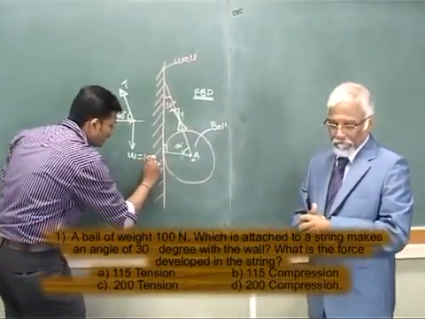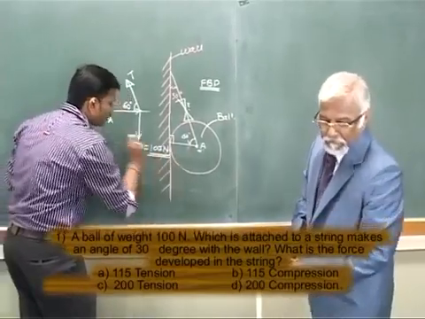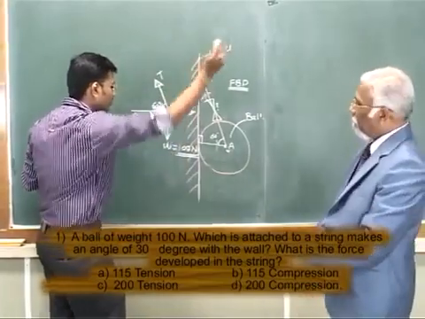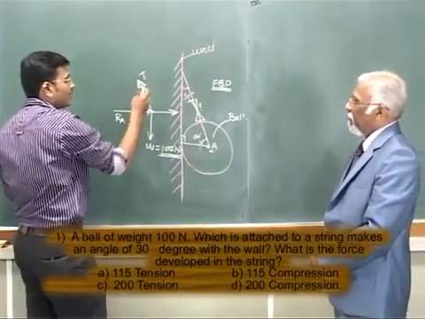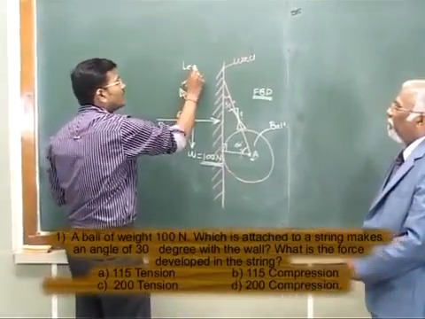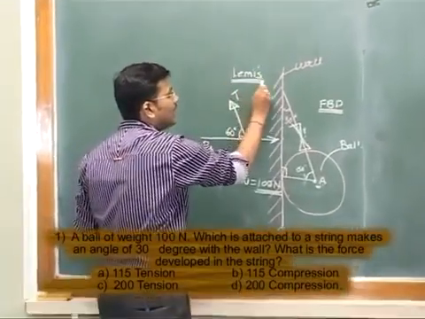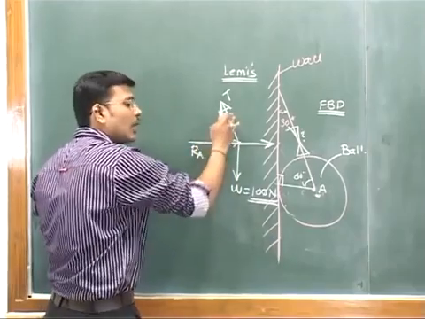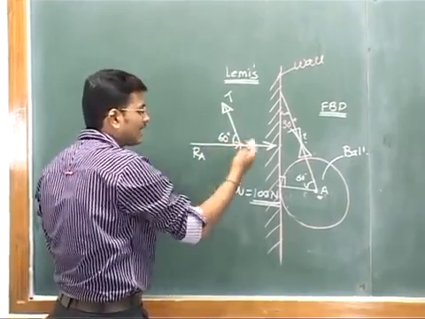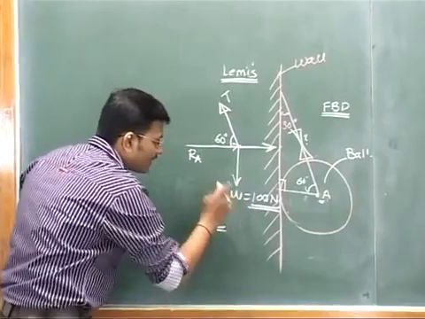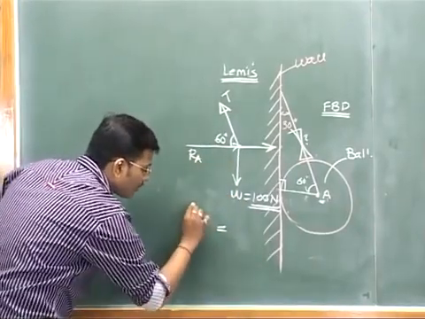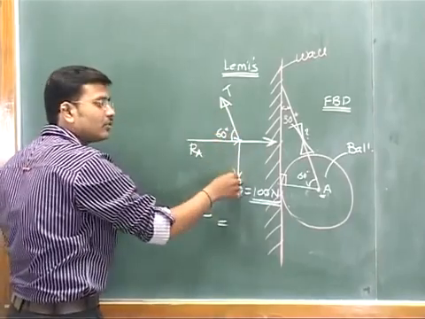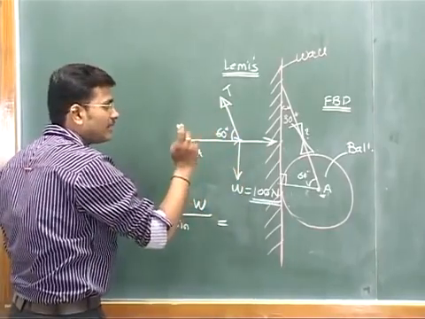So W is equal to 100 Newton, which is given, and your RA is like this. So this is now the framing of the question according to Lami's theorem. So this can be solved by Lami's law, which says force divided by the sine of the angle between the other two forces. If we have to apply Lami's theorem for this particular problem, W divided by sine of, since there are only three forces, it can be applicable by Lami's theorem.